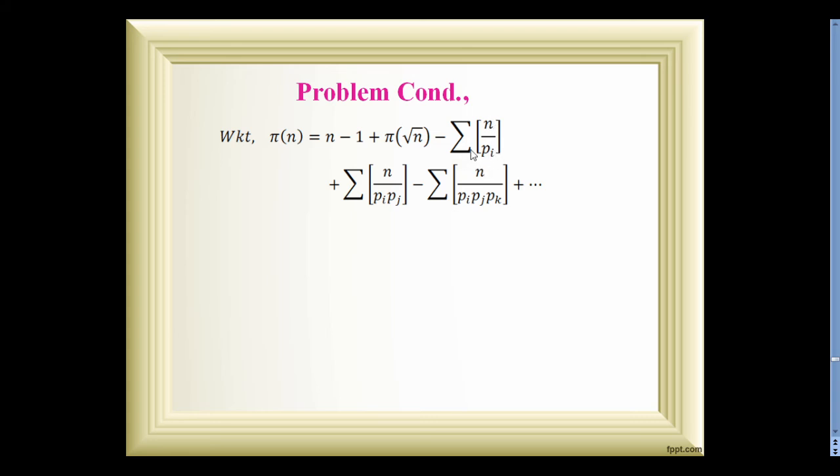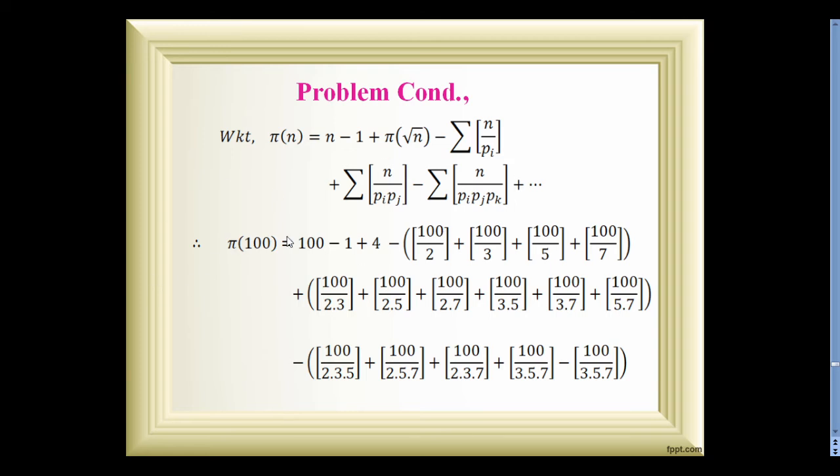i ranges from 1 to 4, because we have found only 4 primes which are less than 10. So you should take i equal to 1 to 4: n by p1, n by p2, n by p3, n by p4. In the same way here also we have to expand. So when you expand with n equal to 100, we have 1, and pi of square root of n, which we already got as 4, and here 100 by p1.